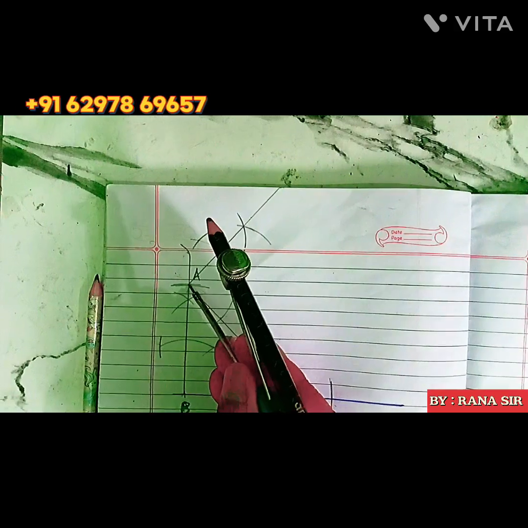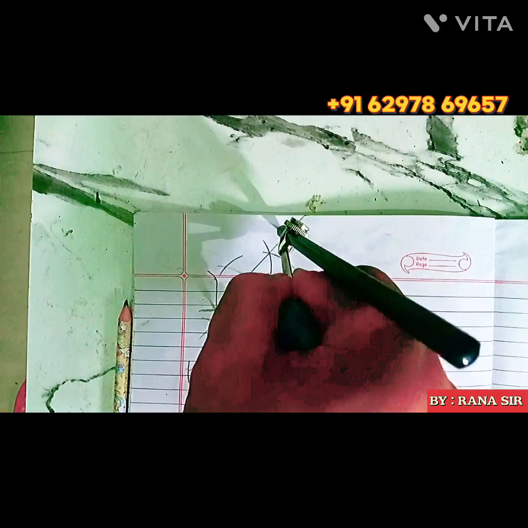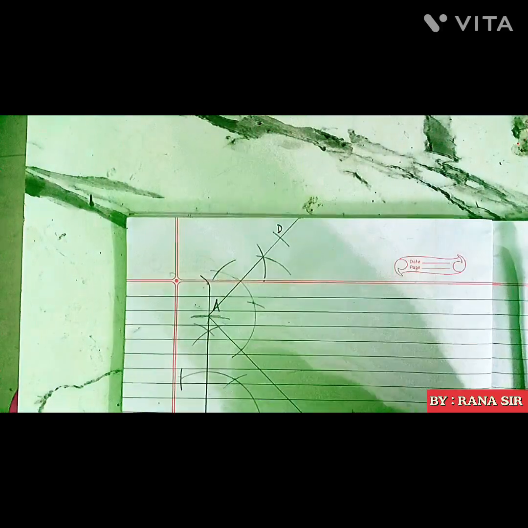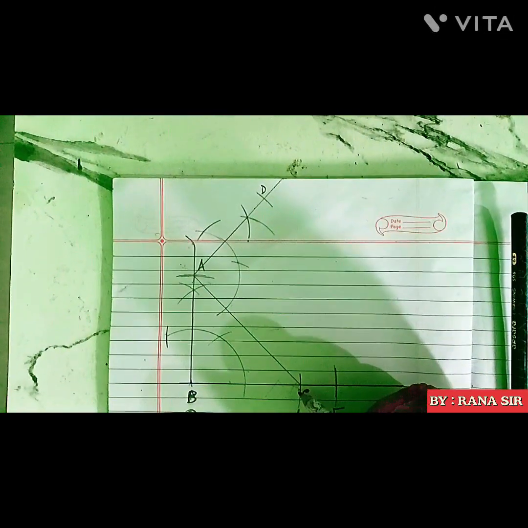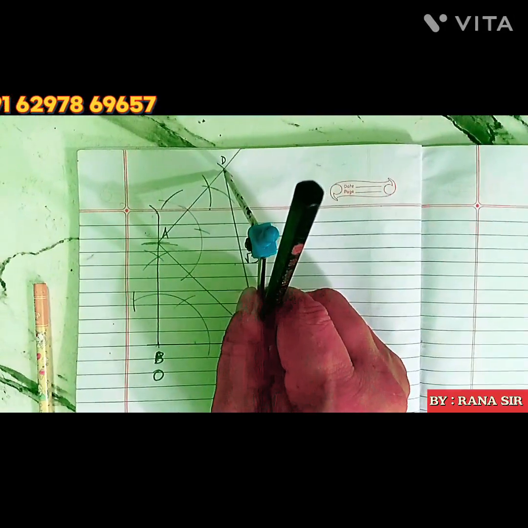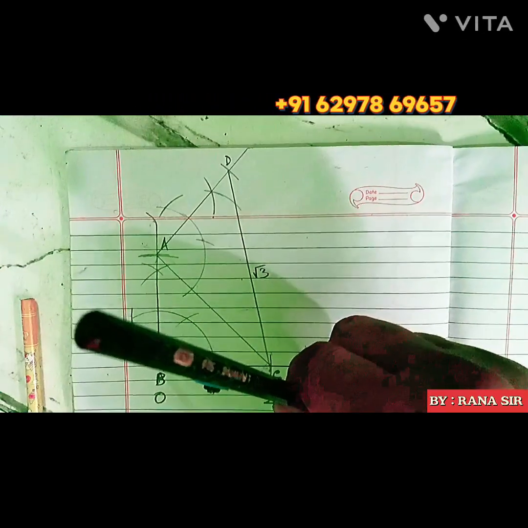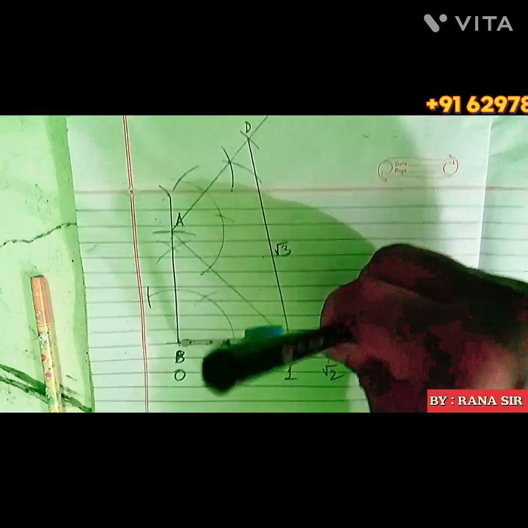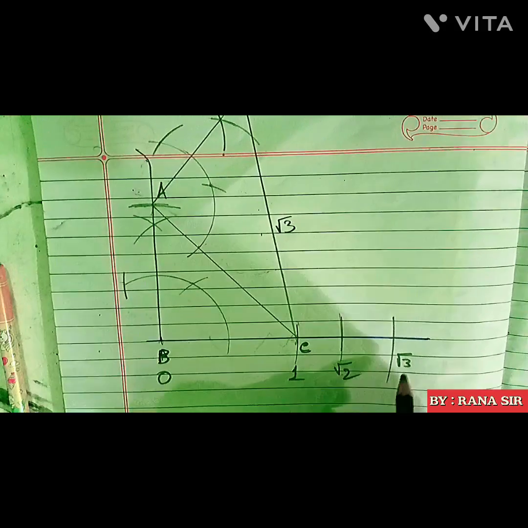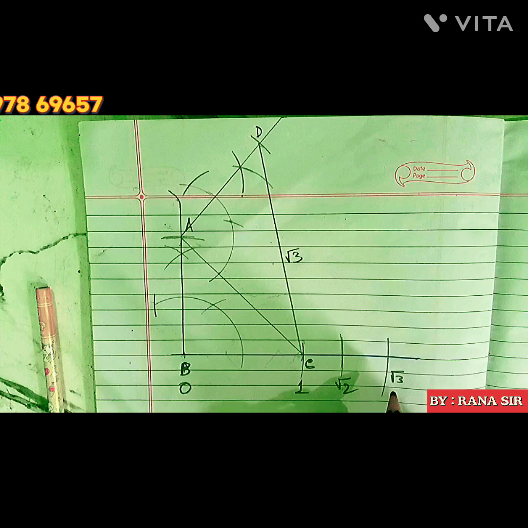So I've taken the dimension 1 unit and I'm cutting this line from A. This 1 unit is cut here. So this is my D. Now I'll be joining D with C to get root 3. So I'm taking the DC dimension and cutting this on a number line to get root 3. So here the root 3 is cut. So this is my root 3 on a number line. So 0, 1 unit, root 2, root 3.